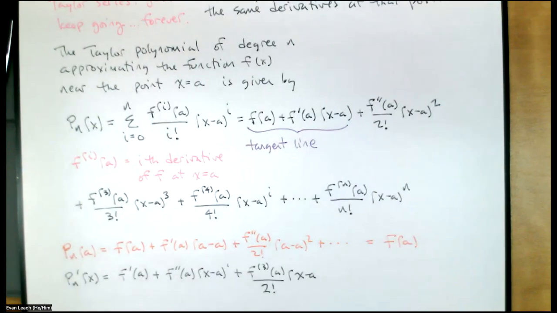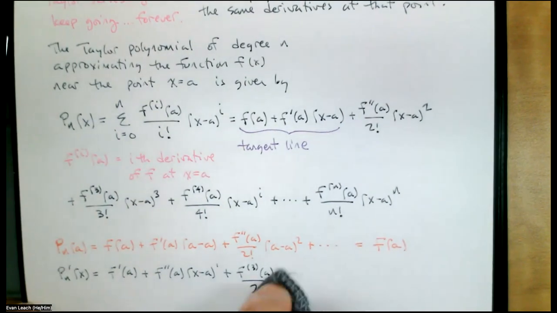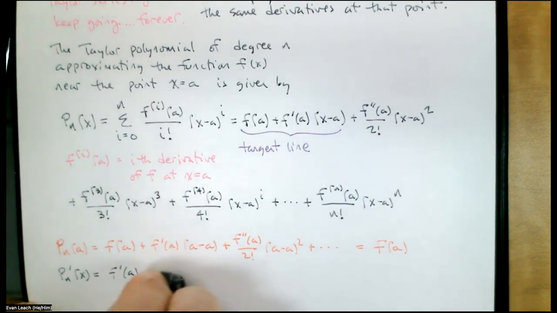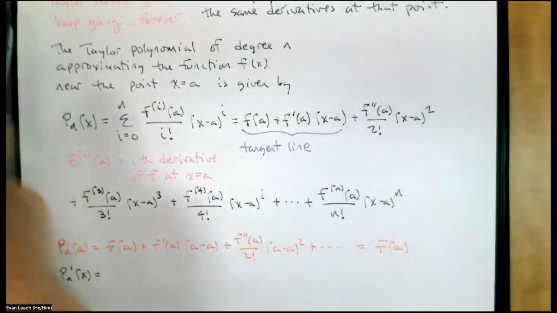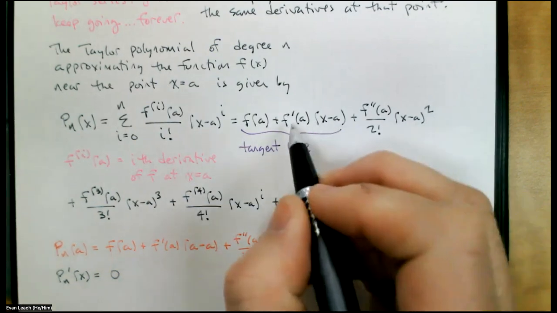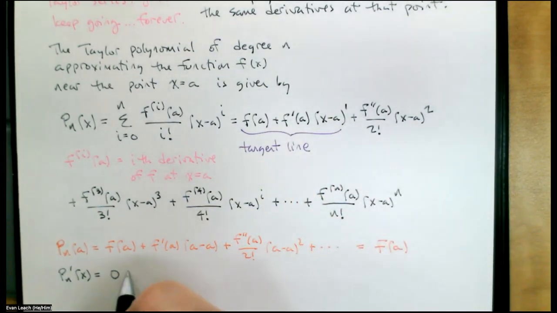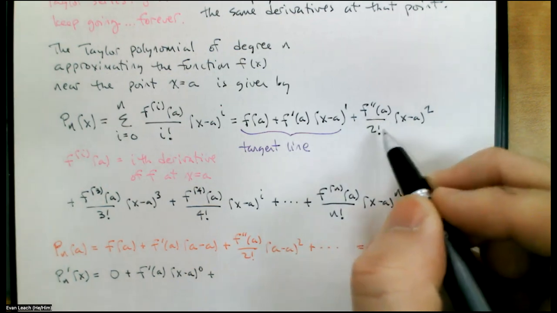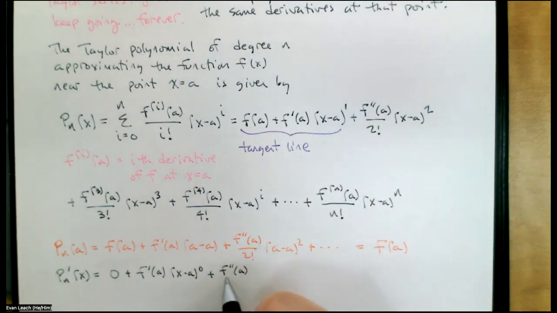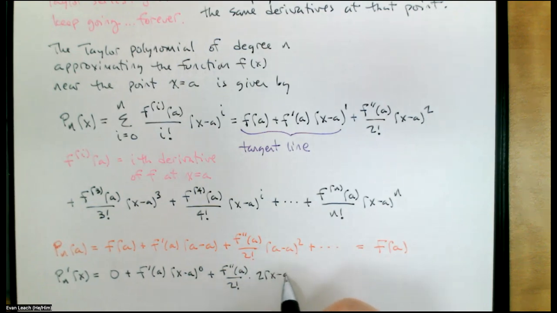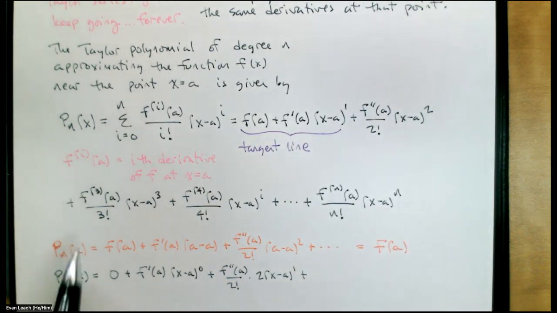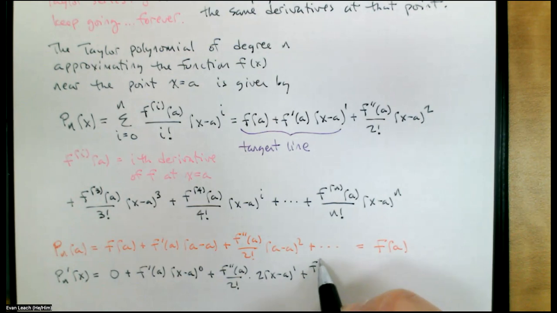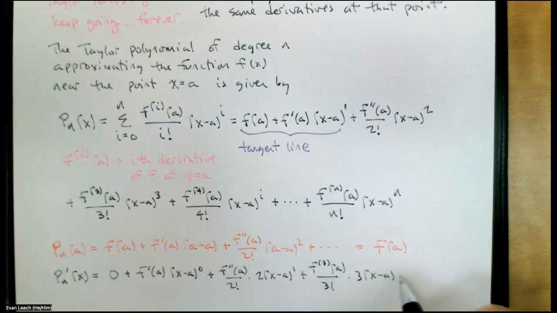I'm going to write it out. The point of writing it out is to write it out. So the derivative of f of a is 0. The derivative of f prime of a times x minus a to the first is going to be 1 times f prime at a times x minus a to the 0. The next term is going to have this constant f double prime at a over 2 factorial times 2 times x minus a to the first. In the cubic term, I'll have this constant f triple prime at a over 3 factorial times 3 times x minus a squared.